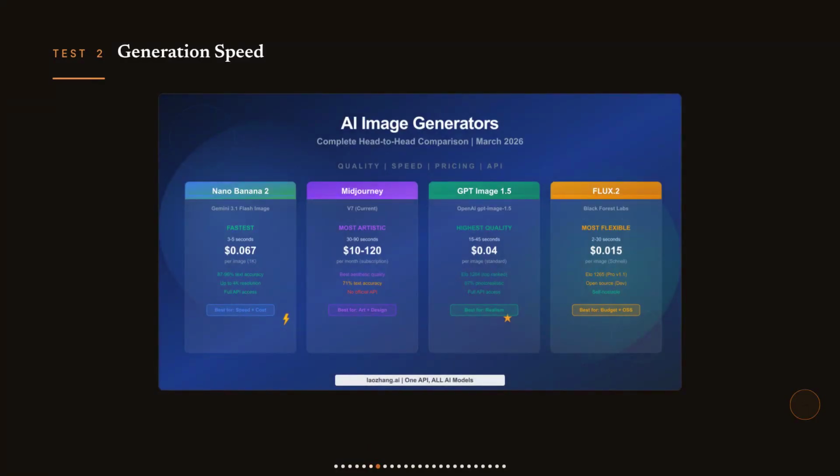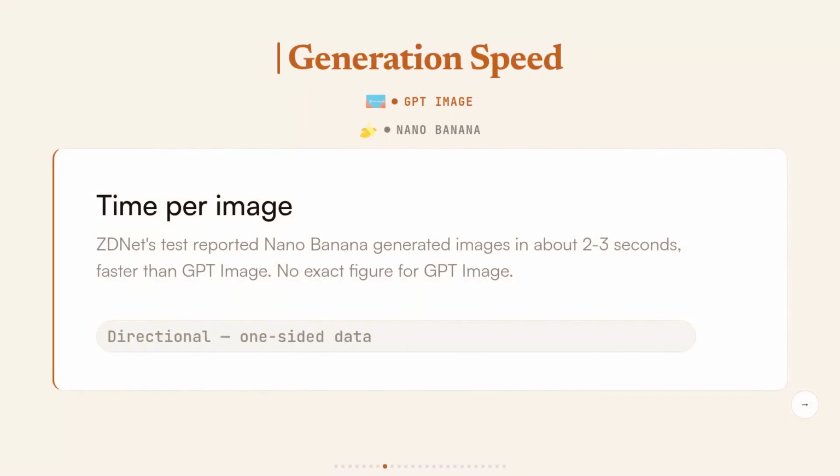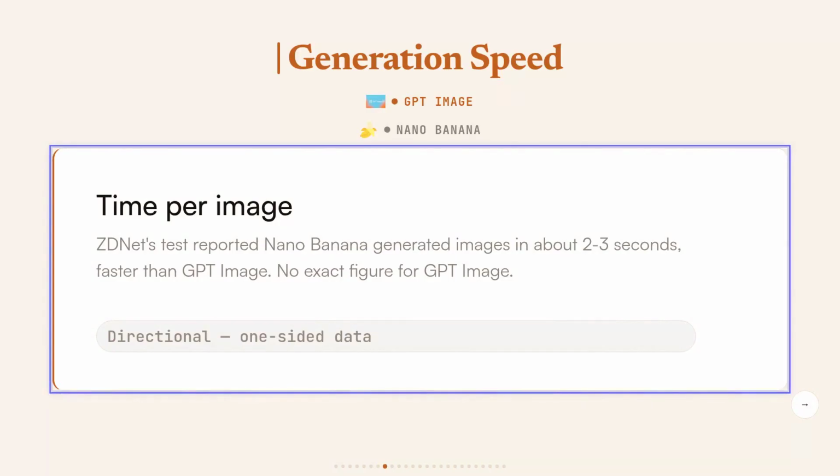Test 2, Generation Speed. If you're batch generating anything, a slow model turns a 10-minute job into an hour, and that adds up fast when you're doing this for actual client work. This is the one test where I have to be honest and say the benchmarks don't agree.